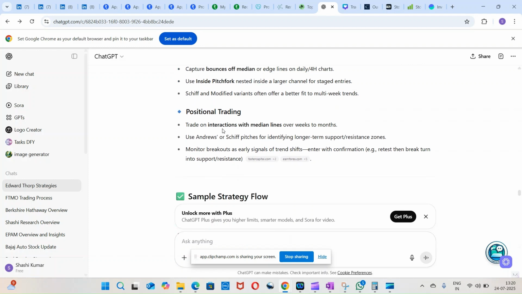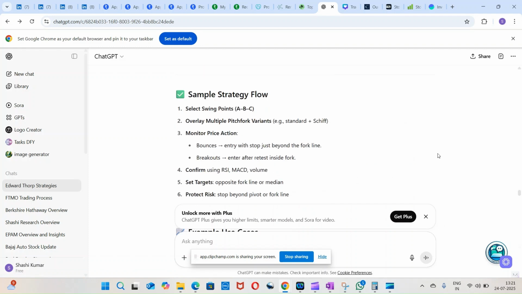Okay. Positional trading: trade on interactions with median lines over weeks to months. Okay. So once it comes to the median line, if it takes support and it goes up, then you take a buy trade. If it breaks it, take a sell trade. Use Andrews or Skiff pitchforks for identifying long-term support and resistance lines. If it hits resistance, like, once the price hits the resistance and forms a red candle, then you can take a mean reversion trade there. A breakout trade if it breaks that. Okay, so monitor breakouts as early signals of trend shifts. Enter with confirmation. Okay, so that's the thing.